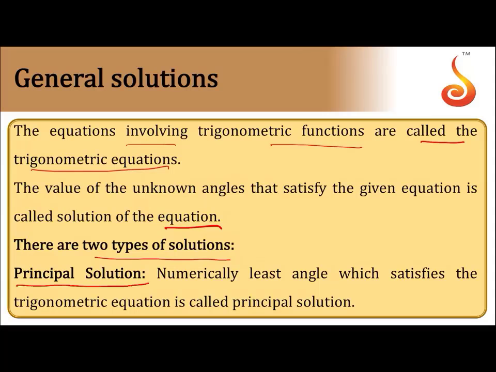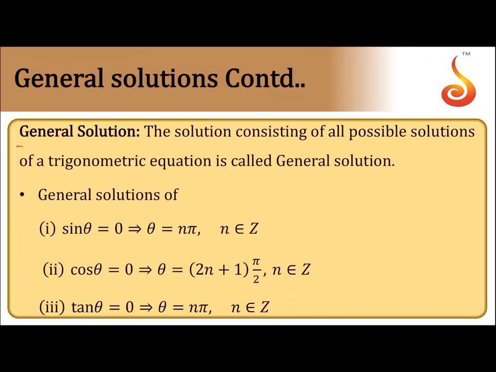The principal solution: numerically, the least angle which satisfies the trigonometric equation is called the principal solution, which is defined in a particular domain, the principal domain of the corresponding trigonometric function. Whereas a general solution is a solution consisting of all possible solutions of a trigonometric equation. Let's consider a set of important results.